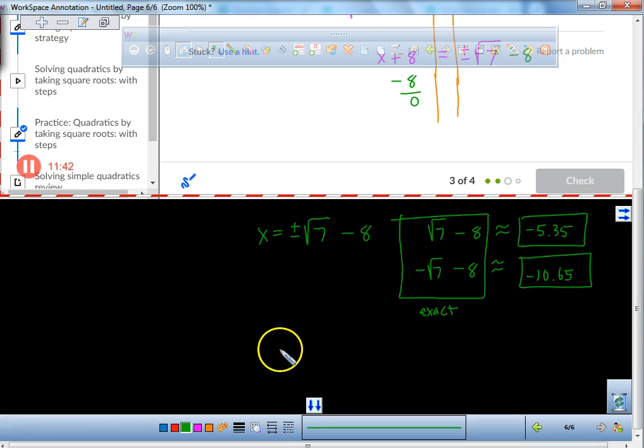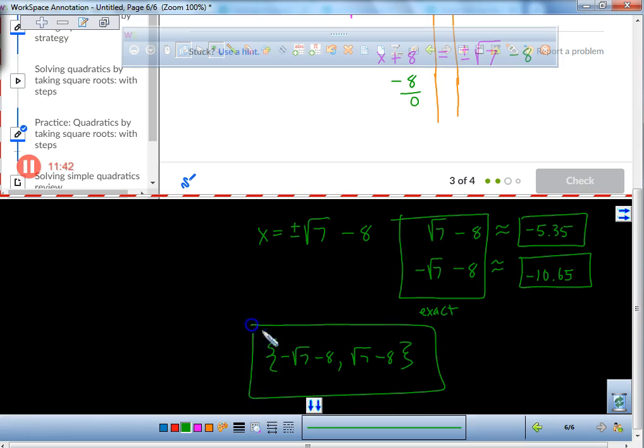exact answers. If this was in a solution set in your journal, put negative radical 7 minus 8, comma, radical 7 minus 8, close parentheses. This would be your solution set that you might see in a multiple choice answer. All right, so you might have a multiple choice test where you have to find the exact answers, and that would be what you would see as a multiple choice.